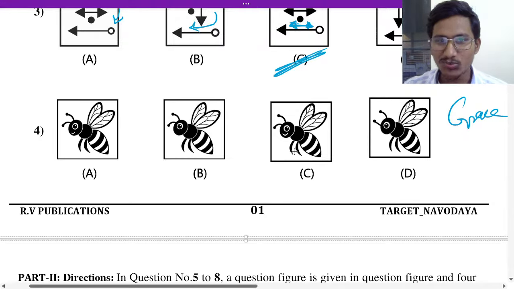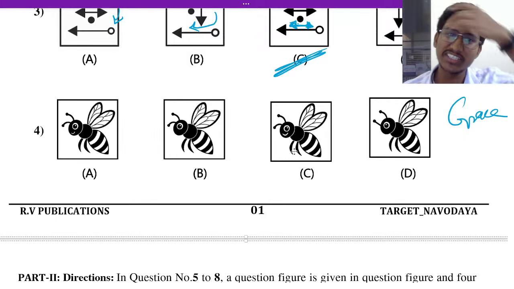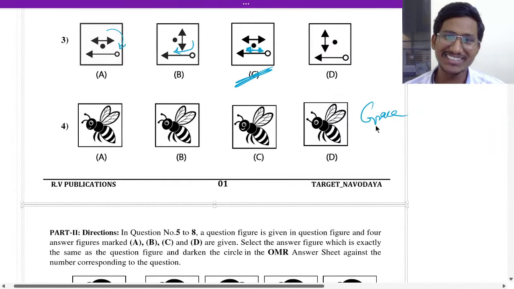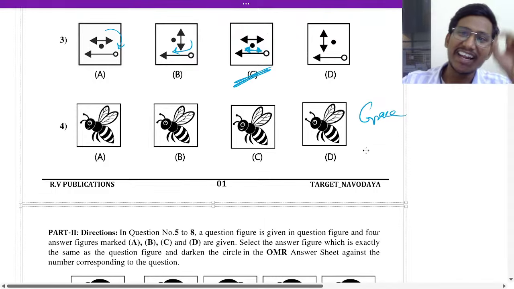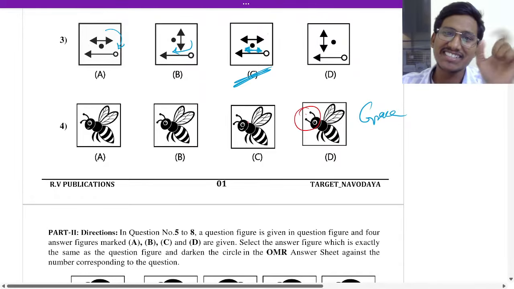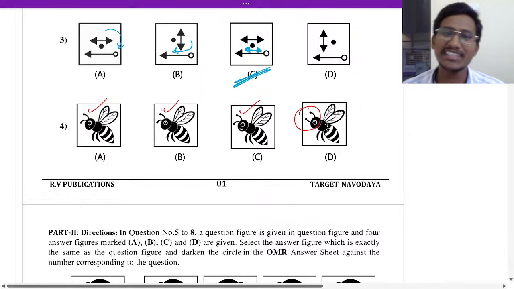So why option D? If you are telling option D, tell me why the answer is option D. The answer is option D. It is not grace, it is D. Why? The antennae. The antennae are changed here. Everything else is the same, but in D the antennae is changed. That is why D is the answer, not grace. Yes, D is the answer.